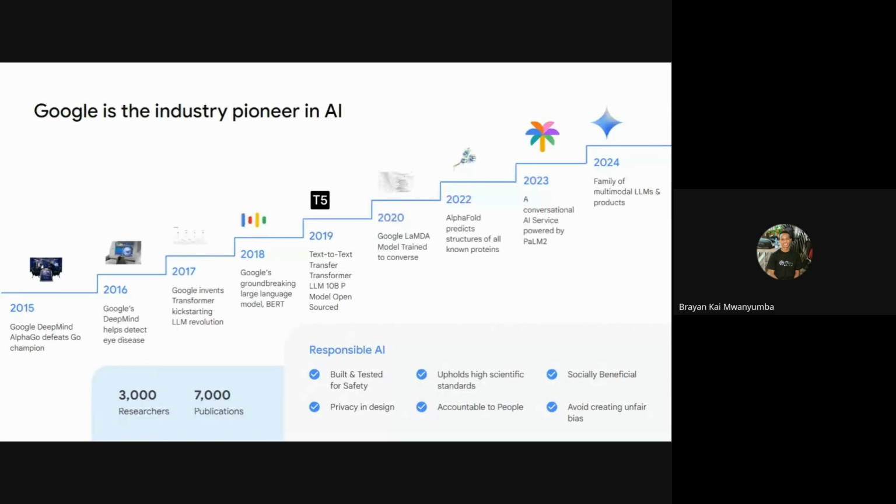But while we are doing all this, Google has been at the forefront of building responsibly, like helping build boldly and responsibly. We are building models that are tested for safety. We're including privacy in the designs and upholding high scientific standards in the models that we produce, and also looking for models that are socially beneficial to most of us.